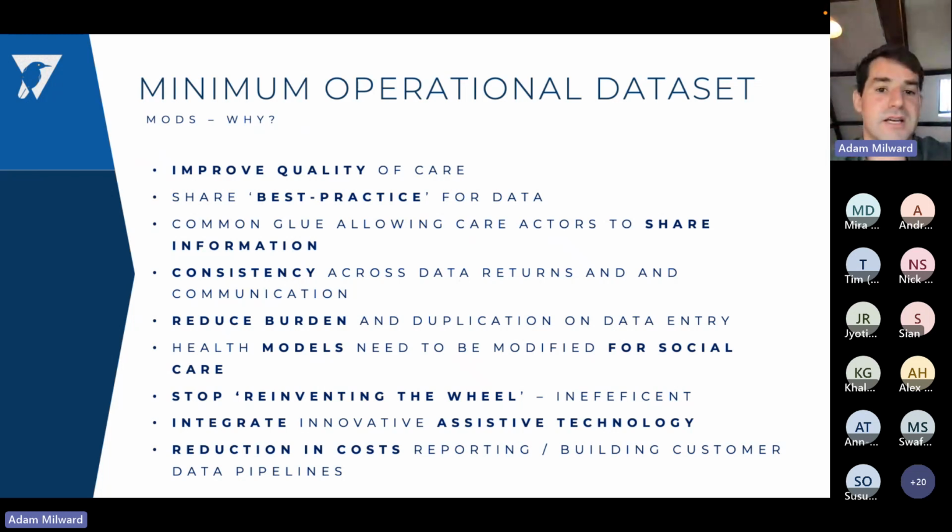Why is it there? Well, firstly, we really want to improve the quality of care. We want to share best practice for data. Ultimately, it provides a common glue so that people are using consistent terminology and consistent data when they share information, because we know there's lots of different care actors involved in the care system. We wanted to create some consistency across data returns. I think there's a realization that potentially there's burden across different collections that come from different bodies, and we want to make them as consistent as possible. So that gets into the reduction of burden, so reduction of duplication.